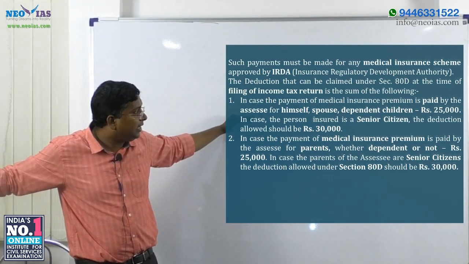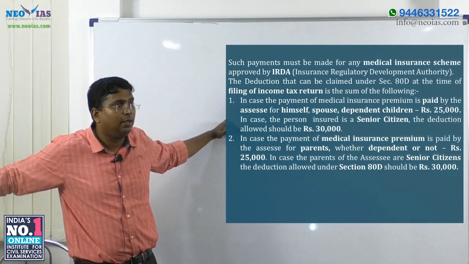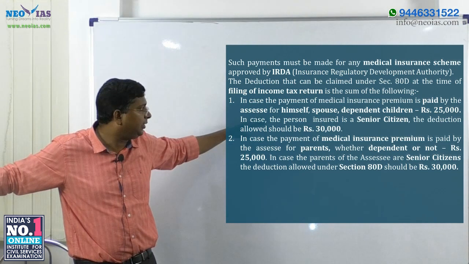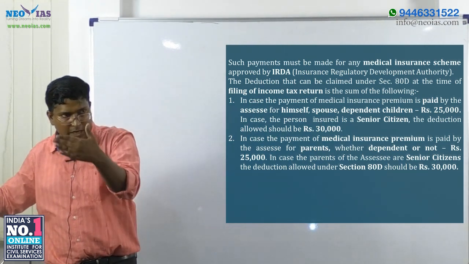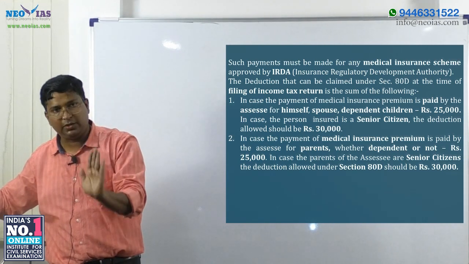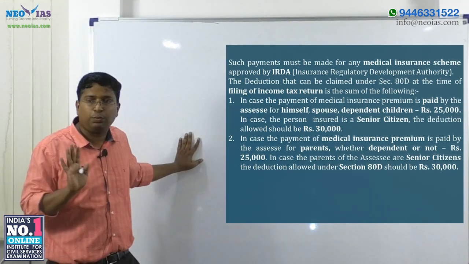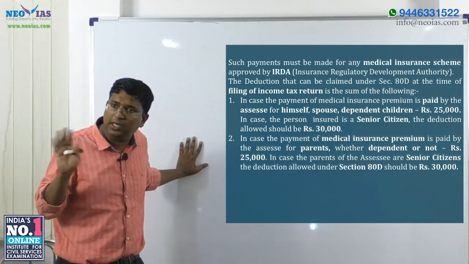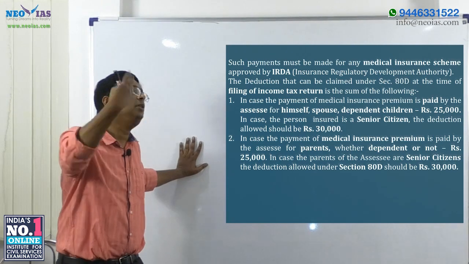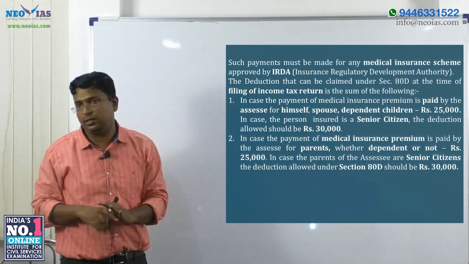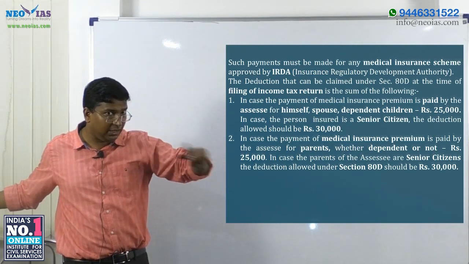In case you are paying for a senior citizen, for example your parents who have become senior citizens, then that amount can go up to 30,000. So for you, your children and your spouse, 25,000. For a senior citizen, 30,000. Only two points to note down, nothing too much about section 80D. One product, medical insurance. Normally it is 25,000, and for a senior citizen it can go up to 30,000. That's it, nothing else. Section 80C has many options, while 80D has only one.